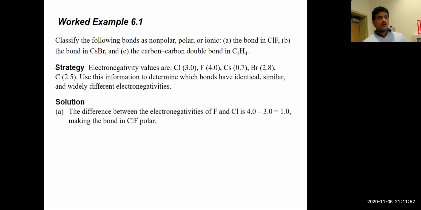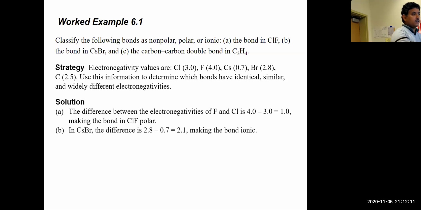And for the first one, your answer should be that it is a polar covalent bond, because the difference in electronegativity between chlorine and fluorine is 1. So it is a polar covalent bond. And in CsBr, your eye test should tell you that it is an ionic bond, because cesium is a metal. You don't really have to show it unless I ask you to show the work. Here the difference in electronegativity is 2.1.